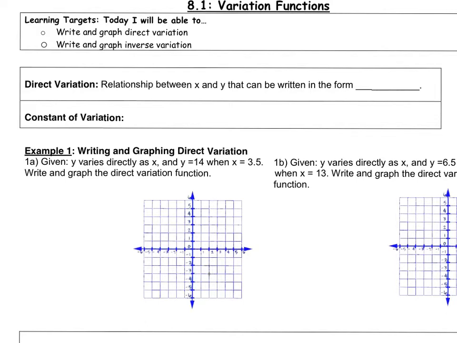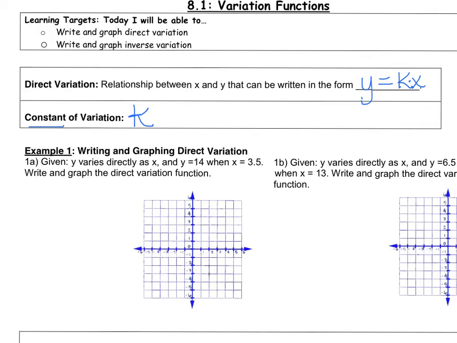The equation for a direct variation is y equals kx, which means in order to figure out y, you just multiply x by some constant k. And so we call k the constant of variation because it's the same and it never changes.